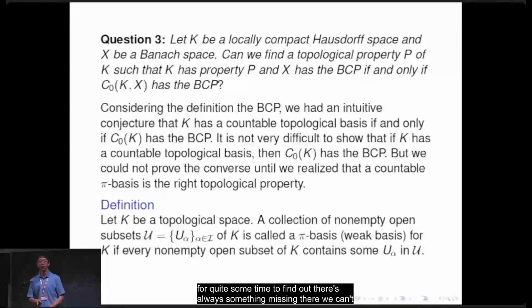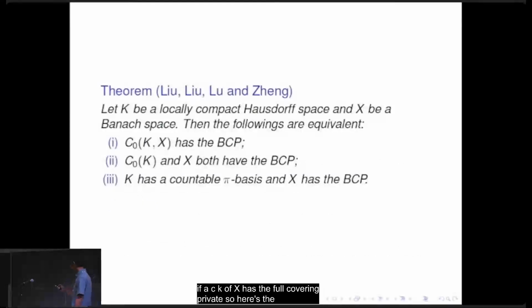We can't prove it. It turns out the right condition is very closely related to a countable basis. This is called the weak basis, the pi basis. The pi basis is just a collection of open sets such that every open set contains one of the elements. So this is a weak basis, but not a basis. The right formulation is: if K has a countable weak basis, then X has the ball covering property if and only if C(K, X) has the ball covering property. So here is the result.